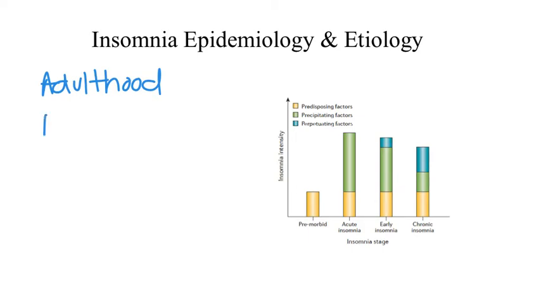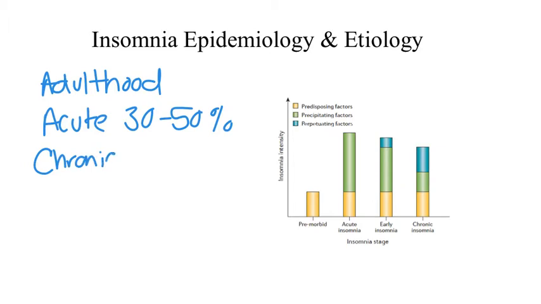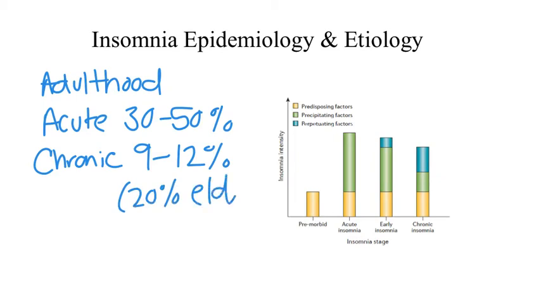In most adults, about 30 to 50%, insomnia is short term and usually will resolve when external pressures that are placed on sleep have been removed. However, insomnia can become chronic in about 9 to 12% of adults and upwards of 20% of the elderly. Insomnia is comorbid with many other psychiatric conditions, and 40% have a comorbid condition like anxiety, major depressive disorder, or substance use disorder.